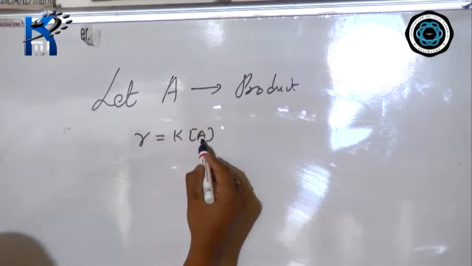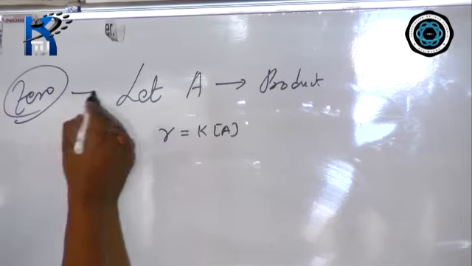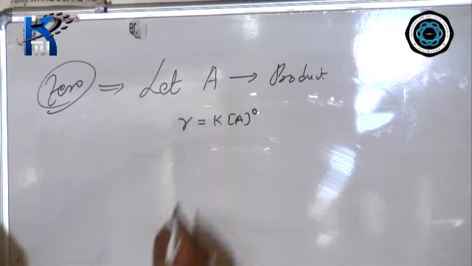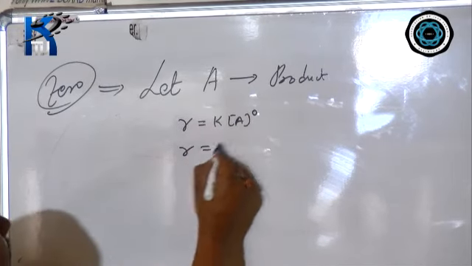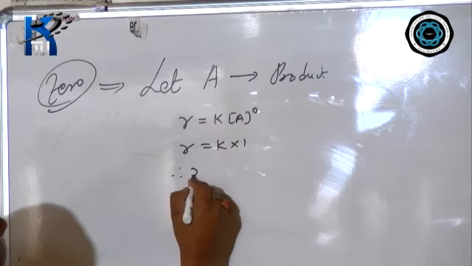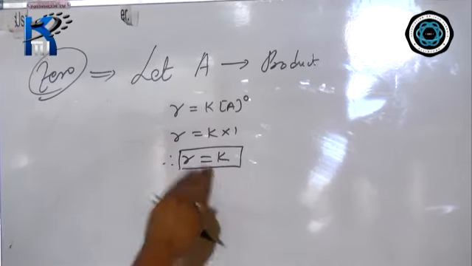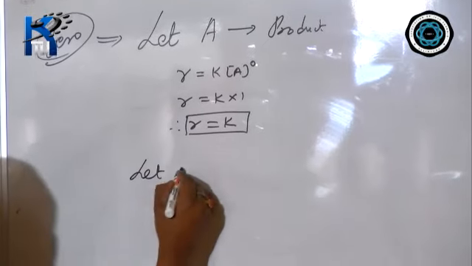Who is the reactant here? A. And since I am considering it as a 0 order reaction, the power should be kept 0. And this is the expression for 0 order reaction. You know that anything to the power 0 is 1. So therefore the rate equation will become R is equal to K, and this will be the expression for 0 order reaction.